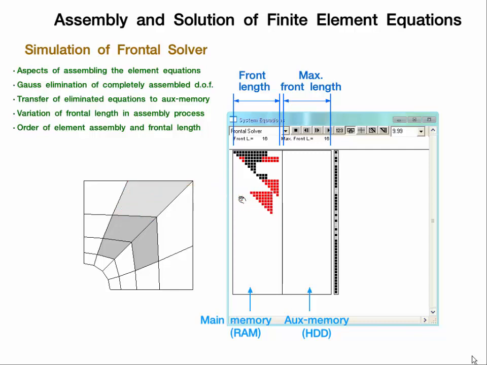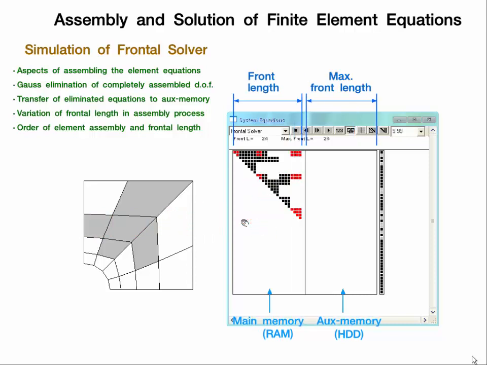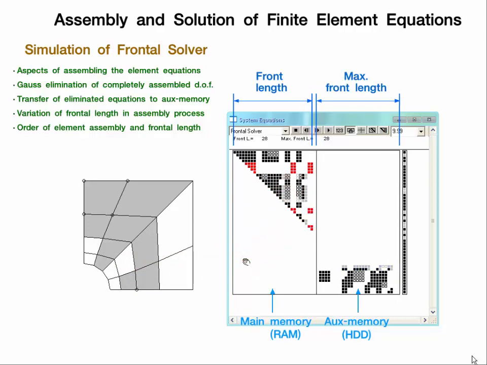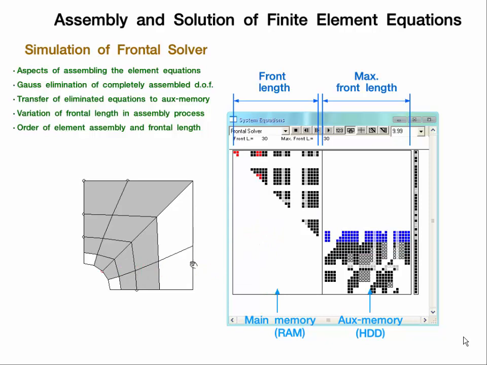Once there appear degrees of freedom with complete assemblage, the corresponding rows and columns of the matrix go through Gauss elimination. The data for eliminated entries are moved to the auxiliary memory, and the space of the eliminated entries is vacated for next assemblage. The assembled degrees of freedom are increased by a new assembly, or reduced by Gauss elimination. Thus, the frontal length fluctuates while the assembly is going on. The element for assembly can be selected in arbitrary order.